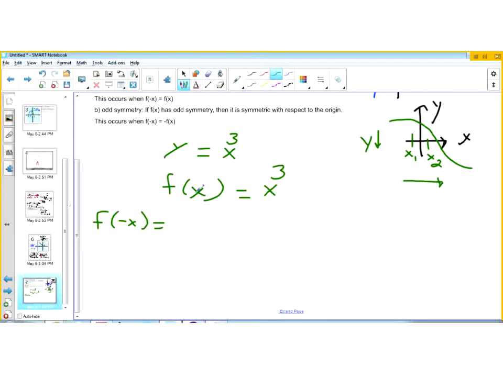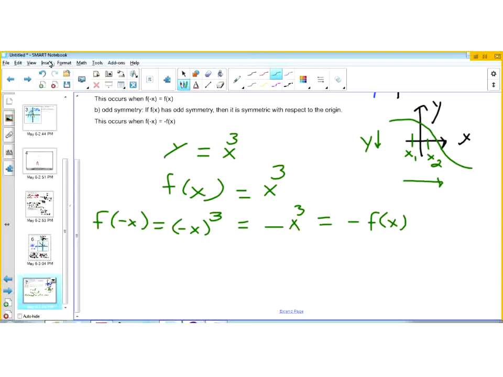Now, what is f(-x)? Well, that means wherever we have an x, we replace the x in the formula with minus x. So we substitute minus x for x in the formula and cube it. And so (-x) cubed is simply negative x cubed, which is equal to minus f(x). So that demonstrates that y equals x cubed has odd symmetry.